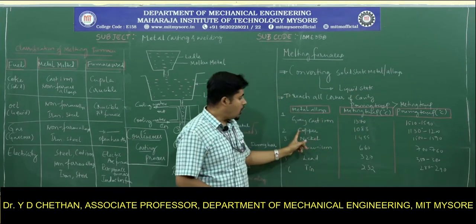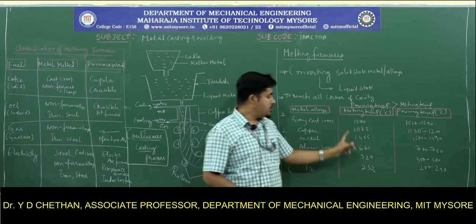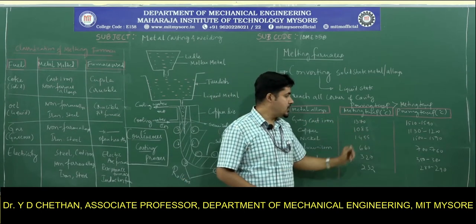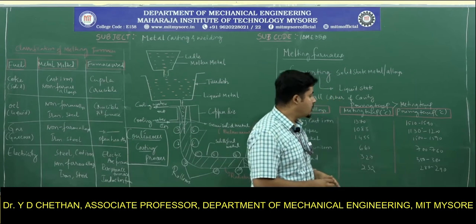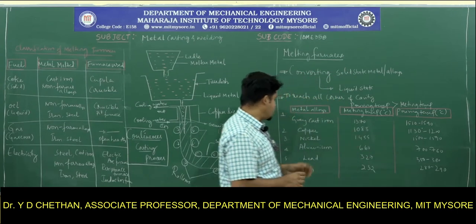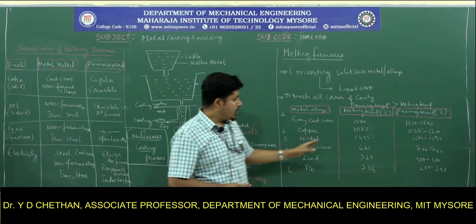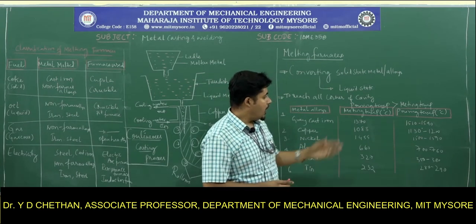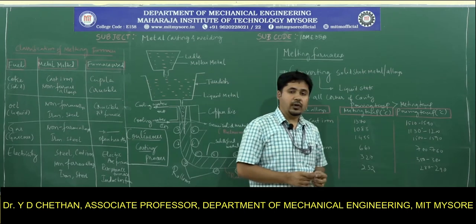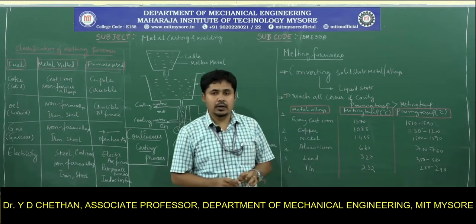Similarly, you have copper. The copper melting temperature is 1083 degrees Celsius and the pouring temperature is 1130 to 1200 degrees Celsius. Then similarly nickel has a melting point of 1455 degrees and its pouring temperature range is 1500 to 1590 degrees Celsius.